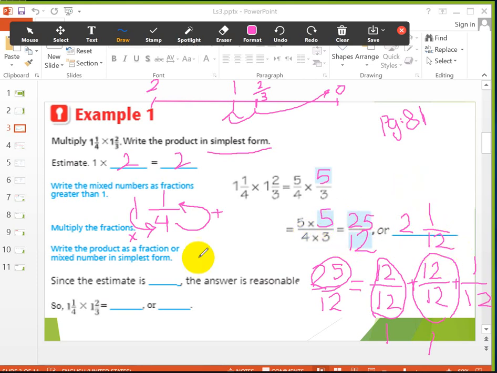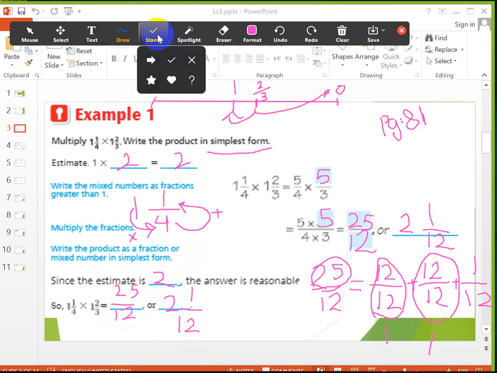Okay? So the answer is close to the estimate, which is here 2. The estimate was 2, and my answer is 25 over 12, or I can write it as 2 and 1 over 12 in simplest form.